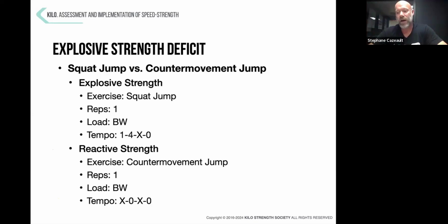So the squat jump will be an expression of explosive strength because we're looking at your ability to generate rate of force development, whereas the counter movement jump will be an expression of reactive strength because we're using the dip, that fast dip, as an eccentric, elastic, kinetic energy potentiator to propulse yourself concentrically higher.